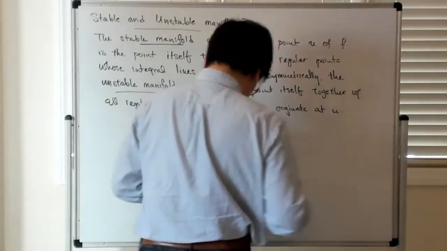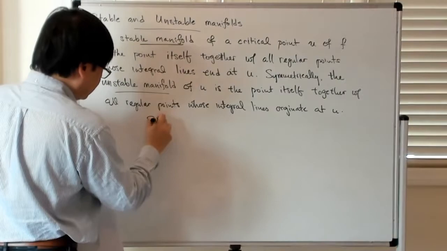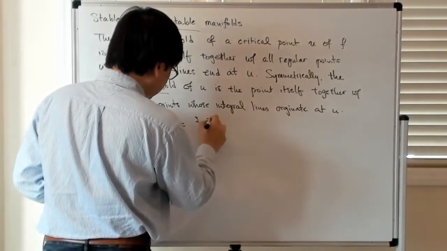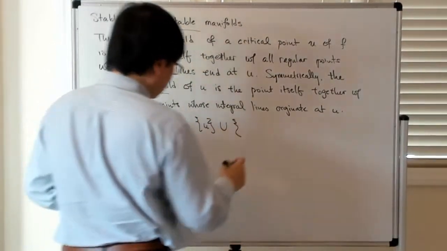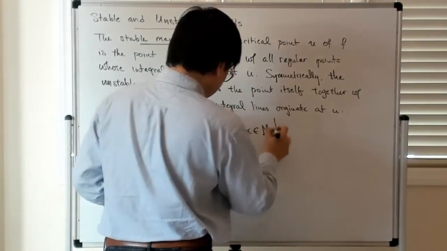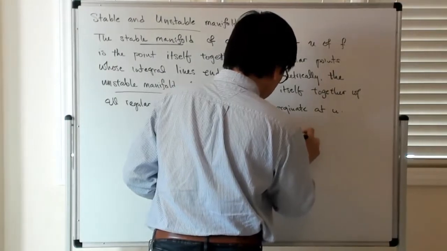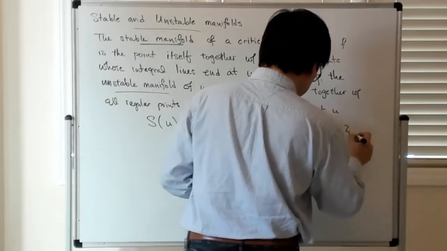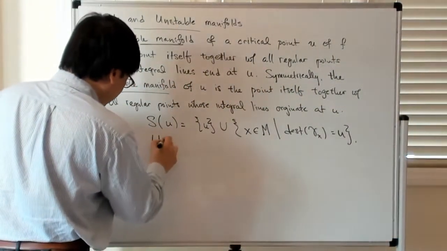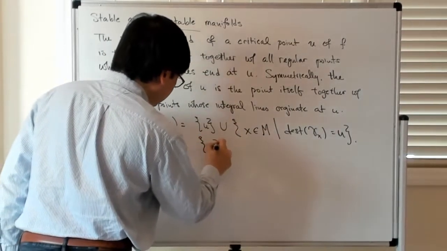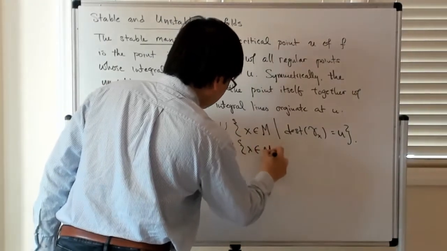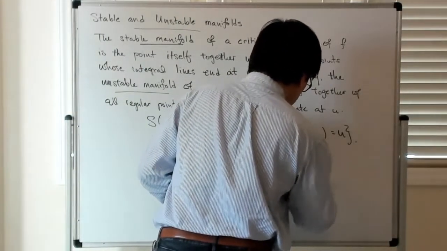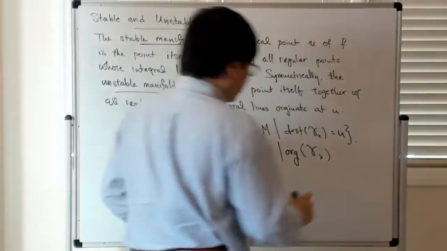Okay, so I can write S for stable. The stable manifold of U is the set U unioned with the set of points x in the manifold with the property that the destination of gamma x is equal to U. And then the unstable manifold of the point U is U union x in the manifold with the property that the origin of the integral line which goes through x is U.